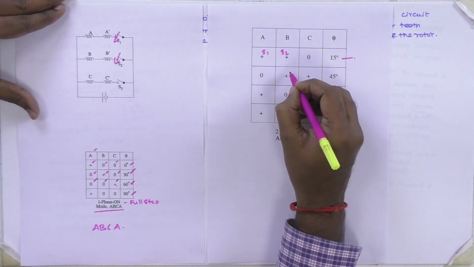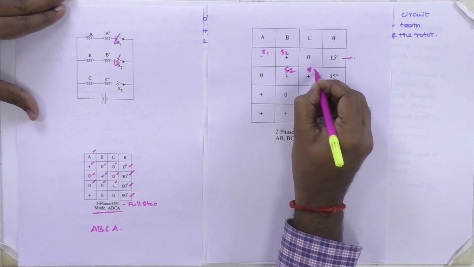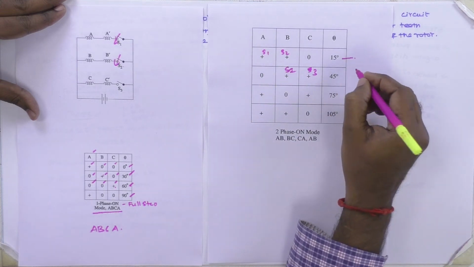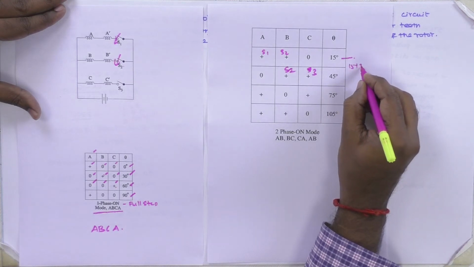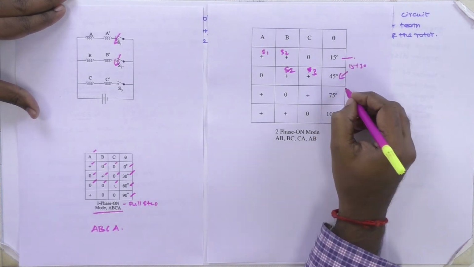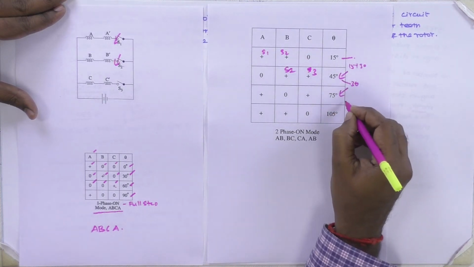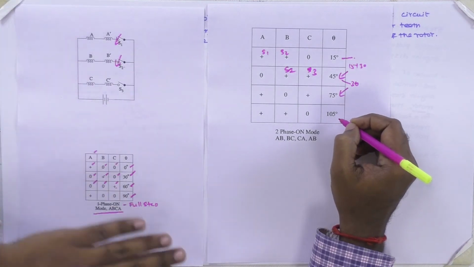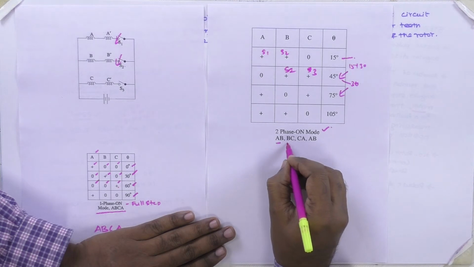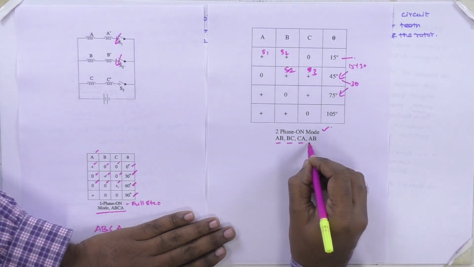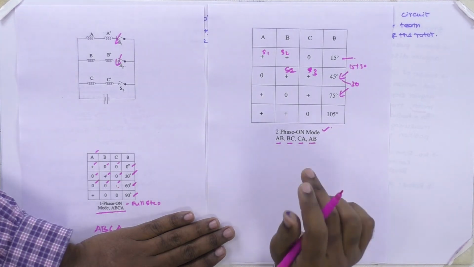Then in the next sequence we turn on the B and C switches, that is S2 and S3, and S1 is off. Then we get the next step, that is 15 plus 30, 45 degree. Likewise the next step we get 45 plus 30, 75, then 75 plus 30, 105. This is called 2 phase on mode. Then the sequence of the supply is AB, BC, CA and again AB. This is the full step mode, two phase on.